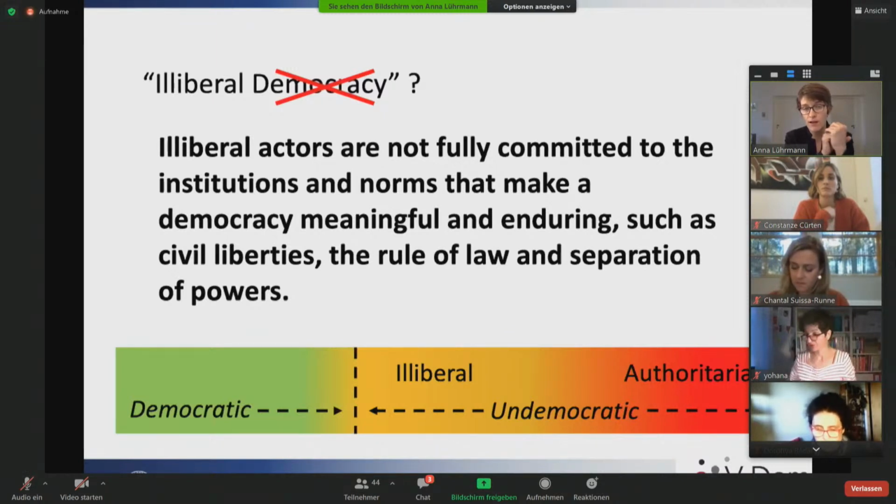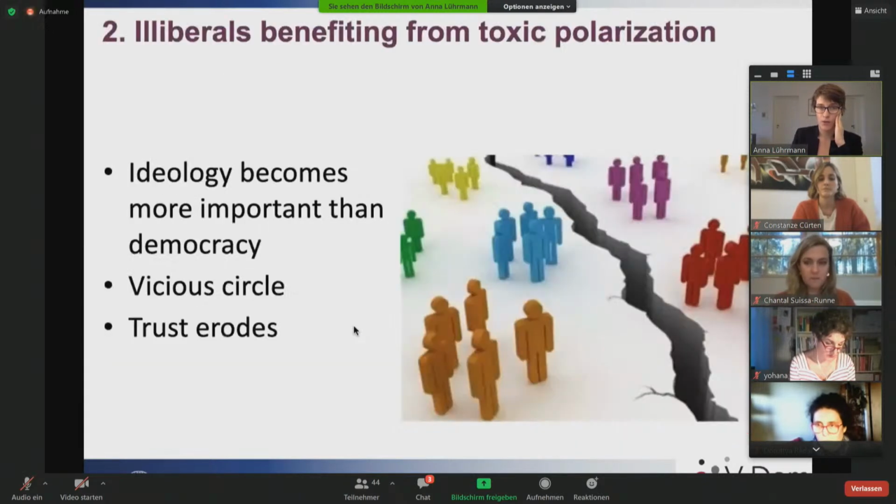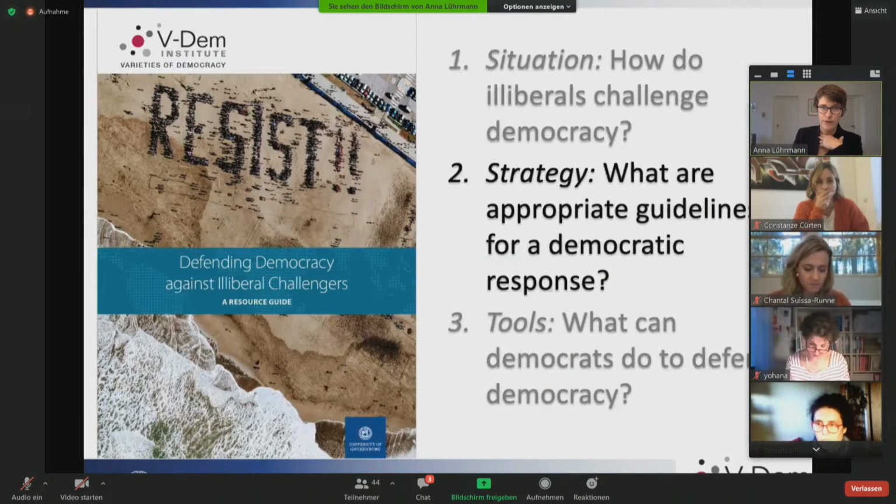But all of these are in the undemocratic spectrum, and hence, from my perspective, civic education has the normative legitimacy of clearly speaking out against illiberal and authoritarian practices, and drawing a line here in what can be tolerated and what cannot be tolerated. Then, of course, these illiberals also benefit from polarization, but I don't have the time to go into that now in more detail, but that's another key area where they benefit.